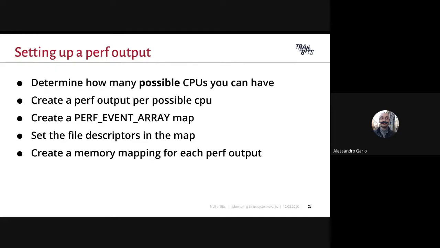We then create a perf output, one per processor, and set the file descriptor inside the map. Next, we want to create a memory mapping for each one of them, where we can read from when there is new incoming data from our BPF programs.